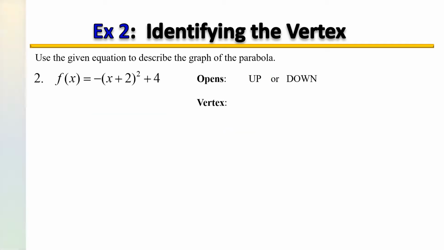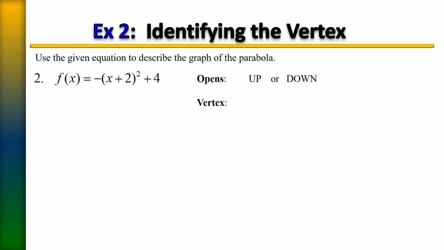Okay, so how about this next example? Looking at the quadratic function there, we can see that the coefficient of the squared term, a, is negative, less than 0, which means that this parabola, yes, is going to be facing downward.